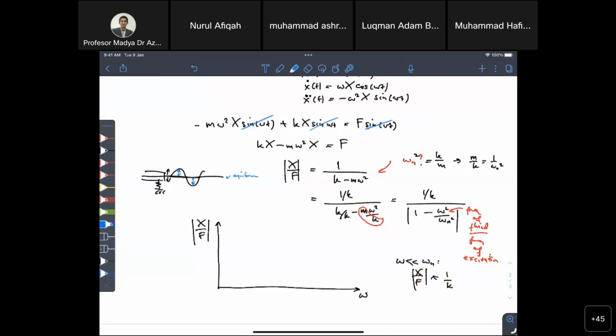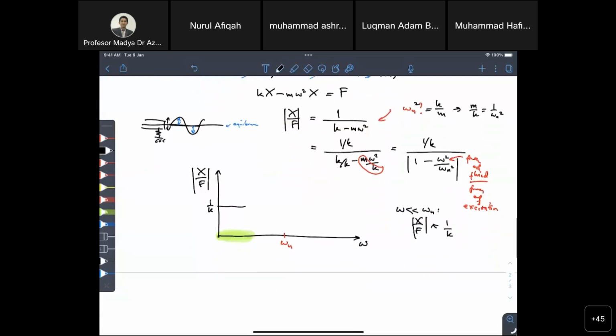So low frequency is somewhere around here. Let's say we have the natural frequency somewhere around there, at the natural frequency of the pipe. So low frequency is maybe somewhere around there. What the mathematics tells us is that at low frequency, the amplitude x over F is 1 over k. So let's put it there, 1 over k. Along the low frequency, it's 1 over k, something like that.